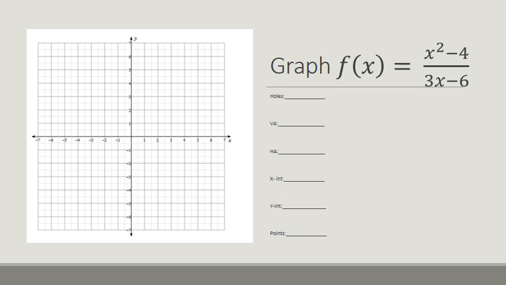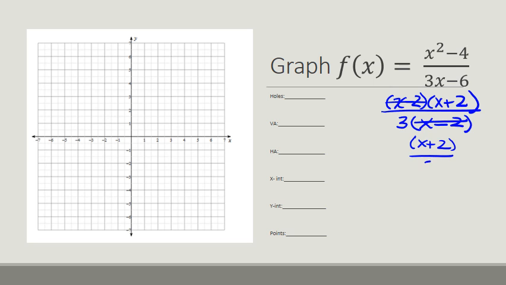All right, so now in this example, the first thing I'm going to do is I'm going to factor. I'm going to factor the top to x minus 2 and x plus 2. And then the bottom, I can factor out a 3, and it's x minus 2. So the x minus 2's cancel, and I'm left with x plus 2 divided by 3. Okay. The x minus 2, I'm going to take that and set it equal to 0, so I have a hole at x equals 2.